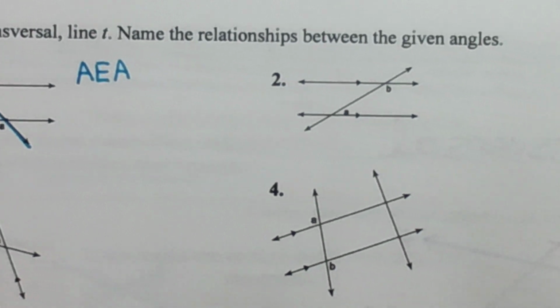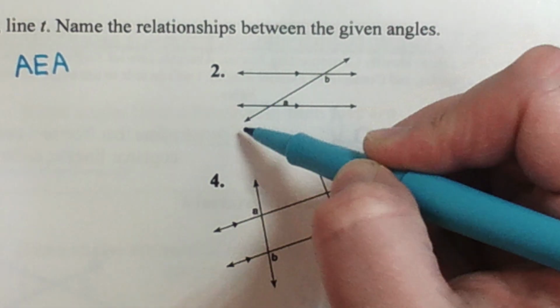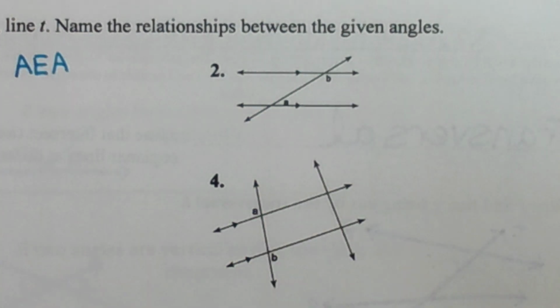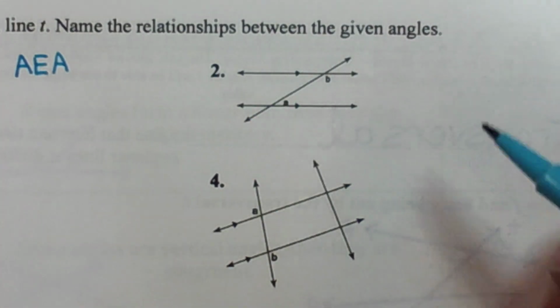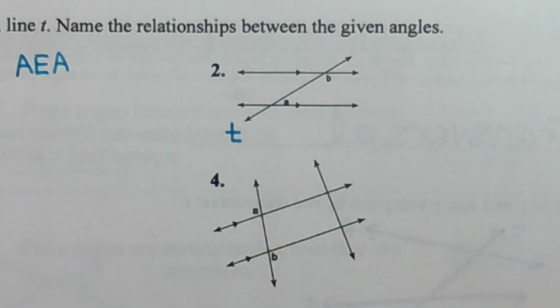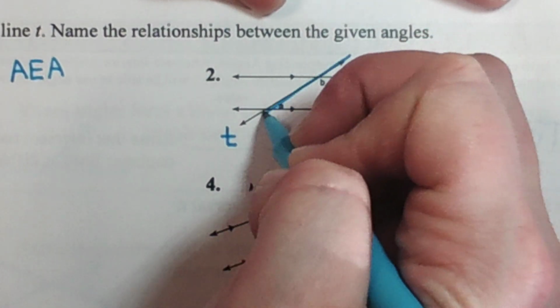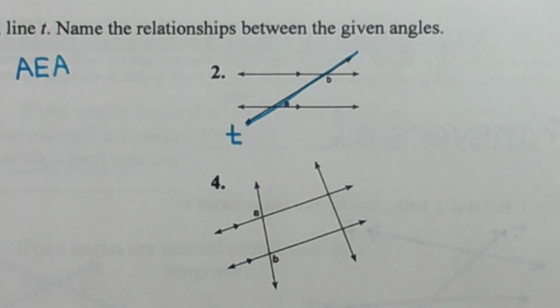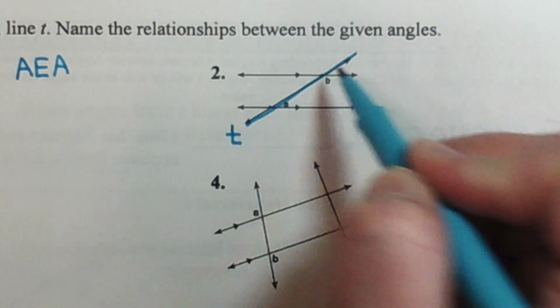I'll move on to question 2. Start from the bottom. Line 1, line 2, line 3. Which one's the transversal? 1, 2, or 3? 1. Label it with T. Now, I do tend to highlight it because it makes it easier to see, and that's important. Okay, do A and B share a vertex? Do they share the pointy part of the angle? No. A's vertex is there, B's vertex is there.